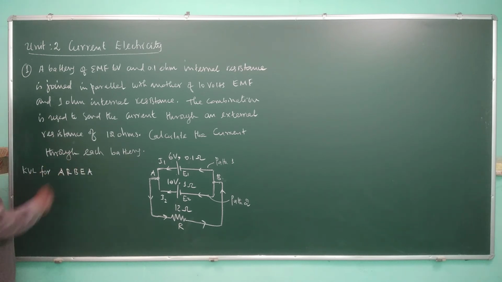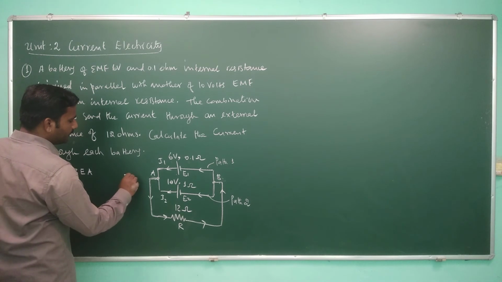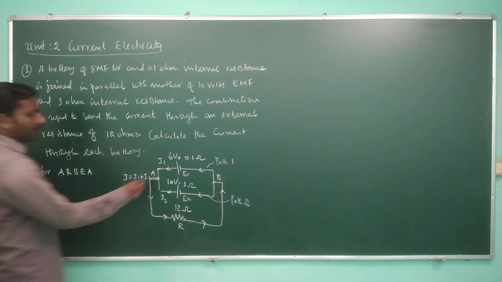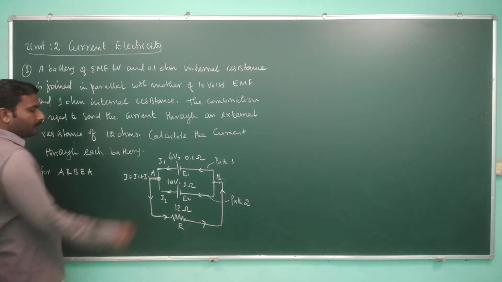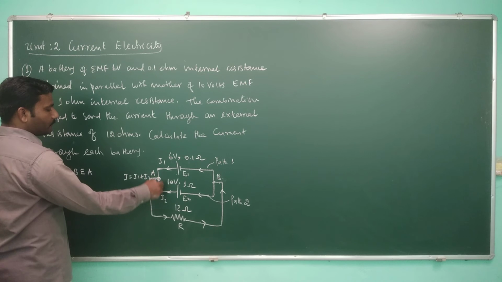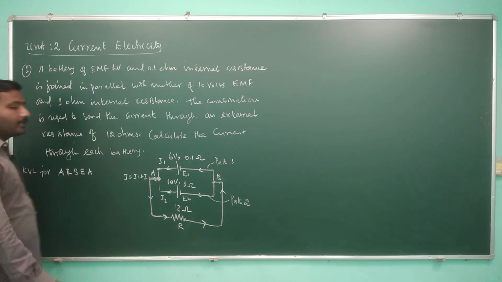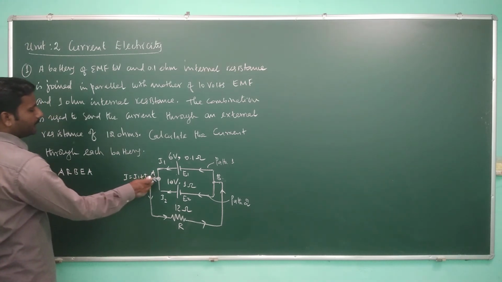If you write Kirchhoff's voltage law, what is the current at this point? You can write the current as I, which is equal to the sum of I1 plus I2. That is, at this node you have to apply Kirchhoff's current law: the algebraic sum of the currents flowing into a particular point is equal to the algebraic sum of the currents flowing out of that point. In that way, you can write I equal to I1 plus I2.